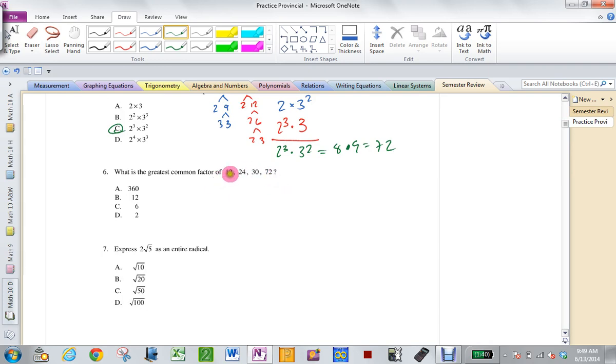Number 6, greatest common factor. Well, I'm not going to do all this for you guys. I'm going to say you've got to be able to divide in your head. It's 6.